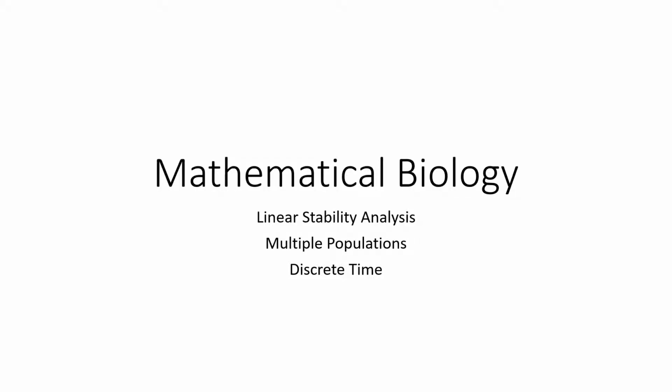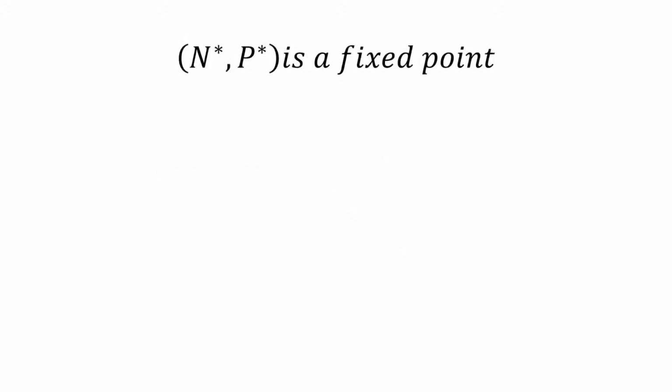As with single populations, now that we have found fixed points for a population system, we again want to find the stability of these points. Also, as before, we define n hat t and p hat t to be small changes from the fixed point, such that the population of n at t is equal to n star plus n hat t, and the population of p at t is p star plus p hat t.